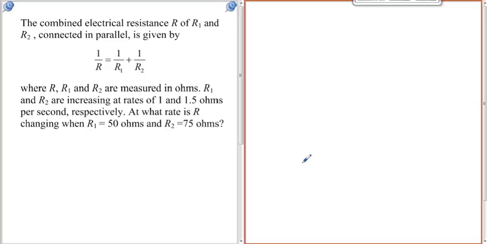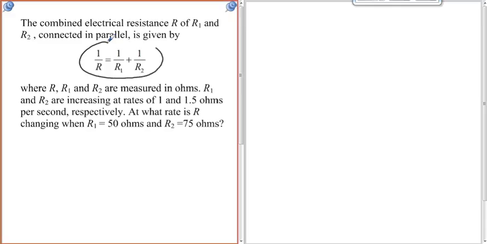If we know a little bit about physics, that would be great. But if we don't know, it doesn't mean that we cannot handle this problem. Let's take a look at this problem carefully. The combined electrical resistance R of R1 and R2 connected in parallel is given by this equation, and that is important, so maybe we write it down on the side: 1 over R equals 1 over R1 plus 1 over R2. This is an important equation we need, where R, R1 and R2 are measured in ohms.